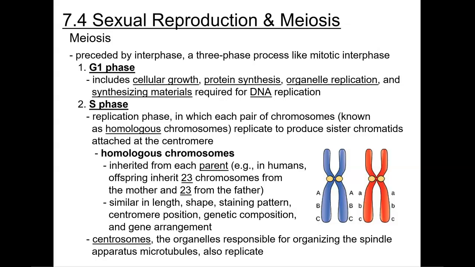Homologous chromosomes are inherited from each parent. In human offspring, we inherit, like we said, 23 from mom, 23 from dad. Similar in length, shape, and staining pattern, and centromere position. They also have a similar genetic composition and gene arrangements. That means we can find, let's say, genes for hair color, height, eye color, things like that, on the same chromosomes around the same place.